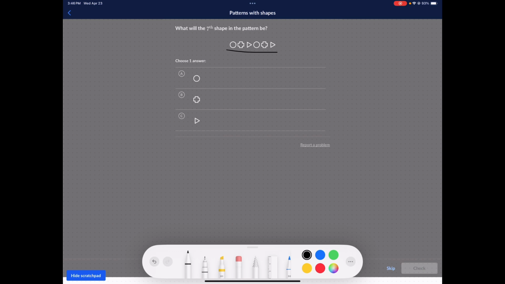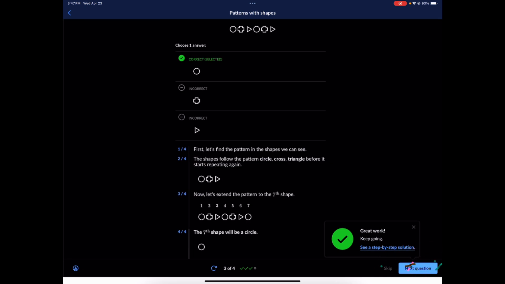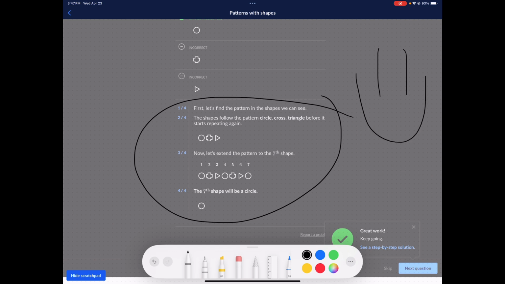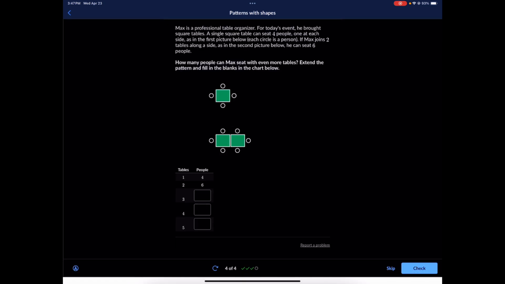So what one will it be? A circle, yeah, because we're repeating our pattern back with the first circle. So that means choice A is our answer. So here's the explanation if you didn't get that right. But otherwise, happy studying. Okay, last problem.